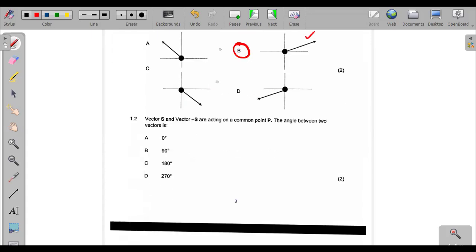Vector S and vector negative S are acting at a point P. So the angle between the two vectors is? If vector S is acting in this direction, it means vector negative S is acting in the opposite direction, if this is our P. So the two are acting in exact opposite directions, and the angle that lies between them is 180 degrees. They form a straight line. So 1.2 is C. Let's go to 1.3.